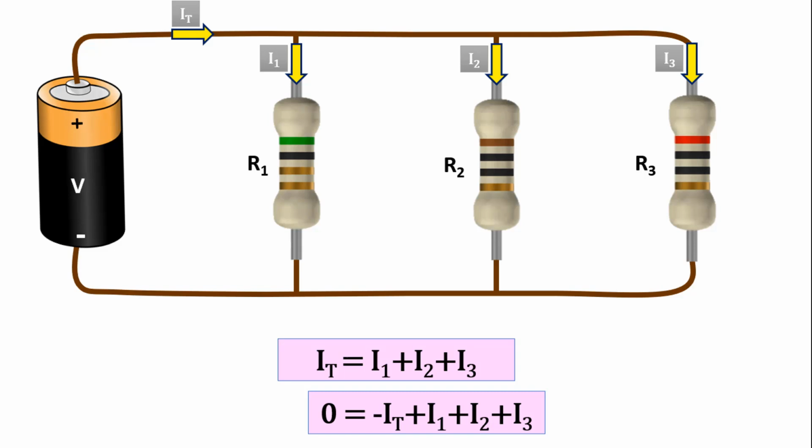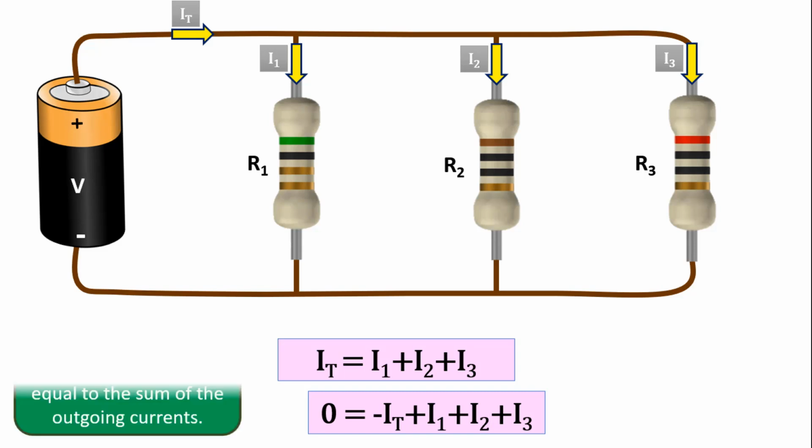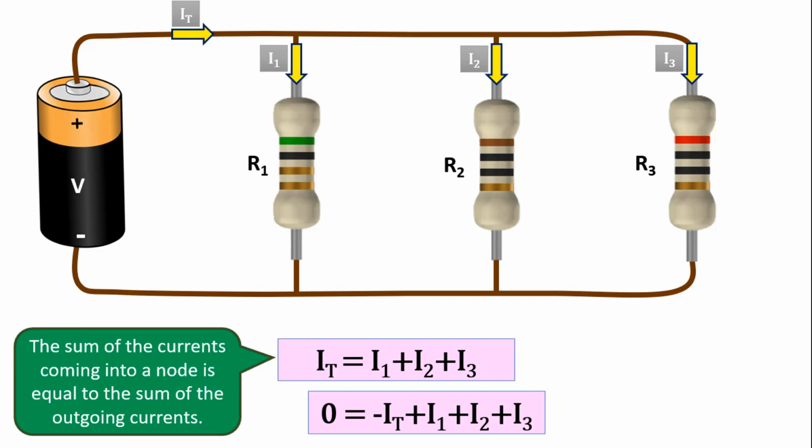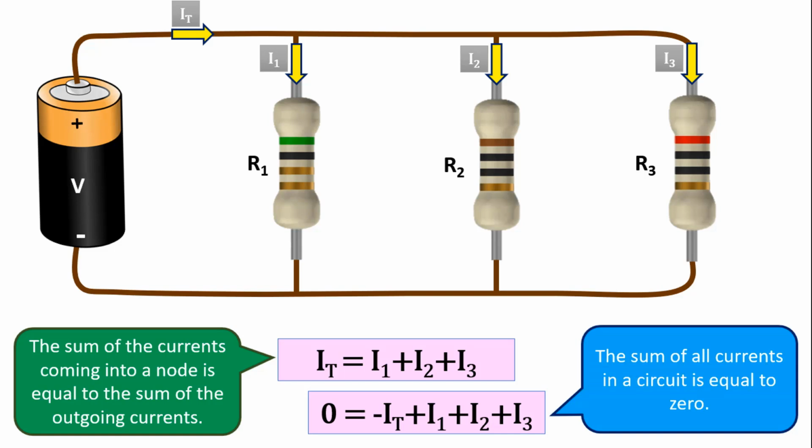So, from this formula, we can say the following. The sum of all currents in a circuit is equal to 0. Kirchhoff's current law is basically like this, friends. Most of the circuit analysis is built on this. The sum of the currents coming into a node is equal to the sum of the outgoing currents, or the sum of all currents in a circuit is equal to 0.